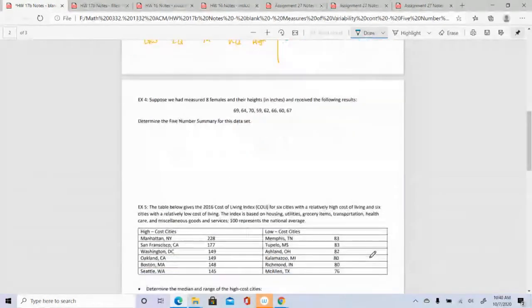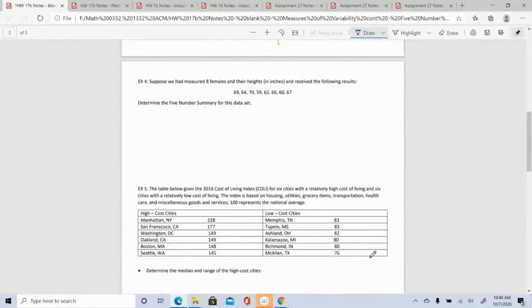Okay, let's go on to the next page. Suppose we had measured 8 females and their heights in inches and received the following results. So we've got these numbers here. Something really grabs me that I need to do first before I even start. What do I need to do with those numbers, you think? Least to greatest. Yes. So go ahead and do that first.